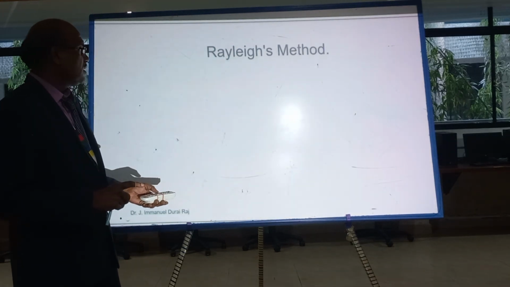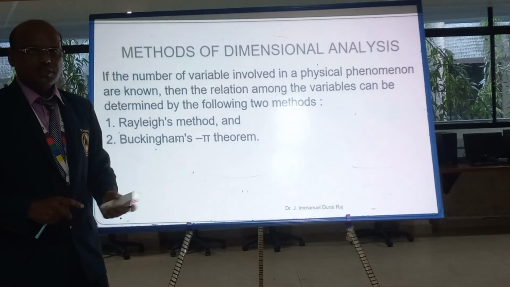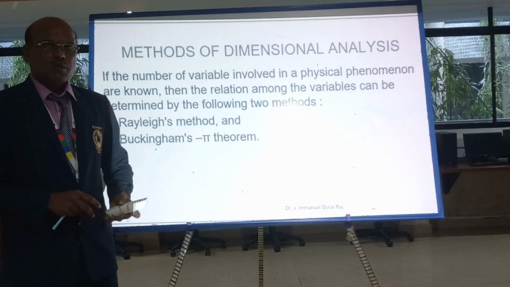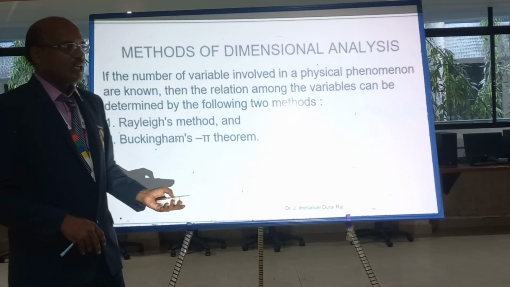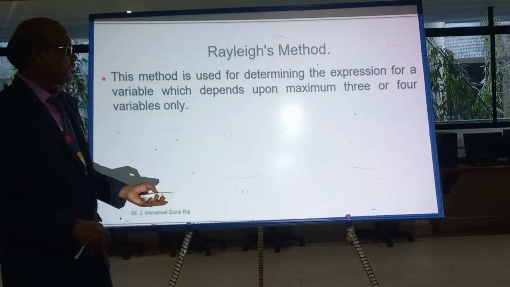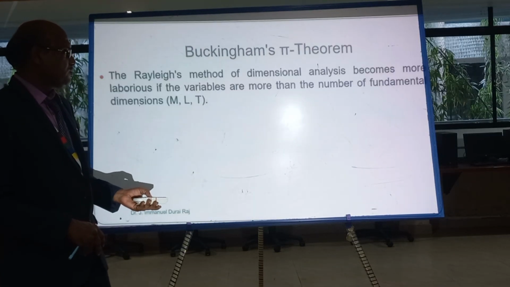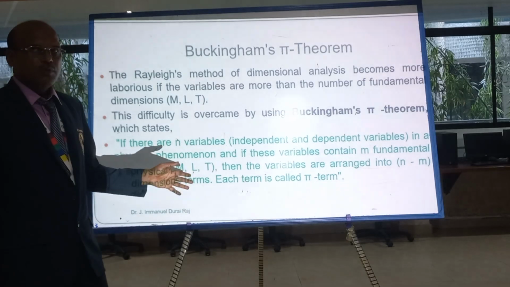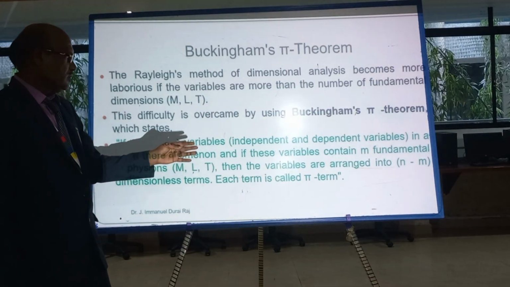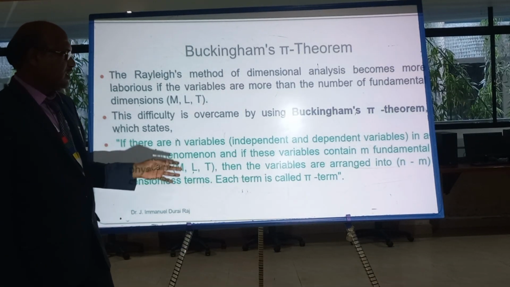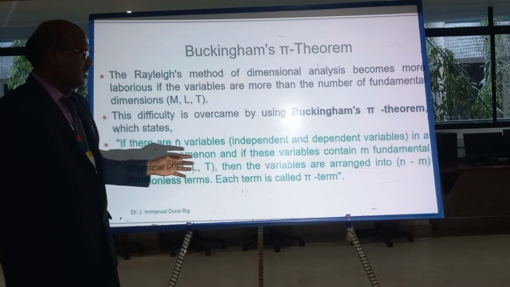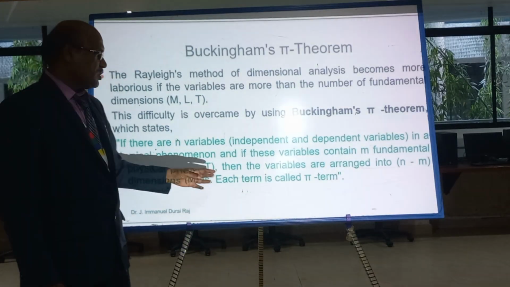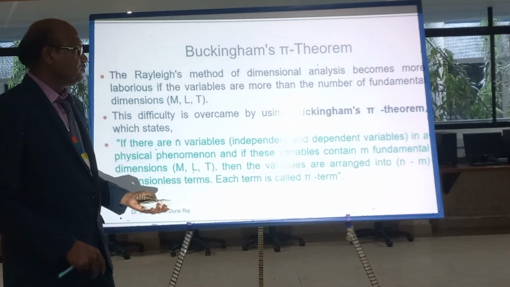Okay. So you are going to solve dimension analysis by two different methods. One is Rayleigh method, another one is Buckingham Pi theorem method. I told you Rayleigh method is suitable only up to 3 variables. Buckingham Pi theorem can be used for n number of variables. So Rayleigh method has limitations. Now the definition of Buckingham Pi theorem: if there are n variables in an equation containing m fundamental dimensions, the variables are arranged in n minus m dimensionless terms. Each term is called a pi term.